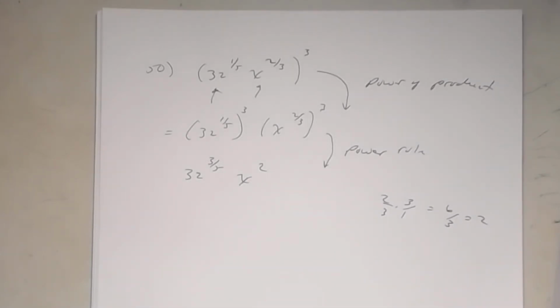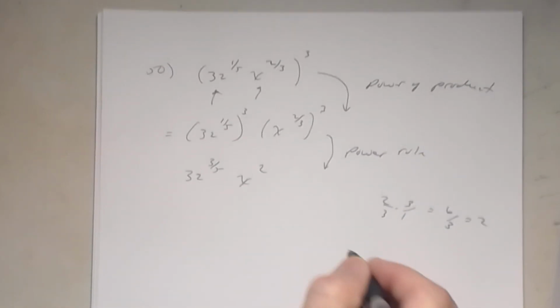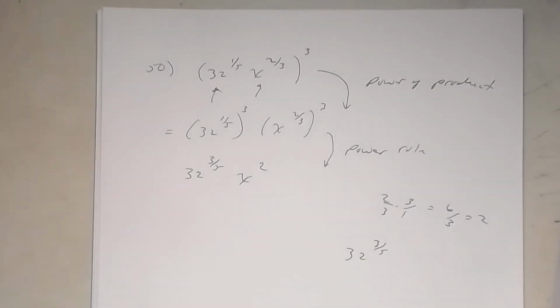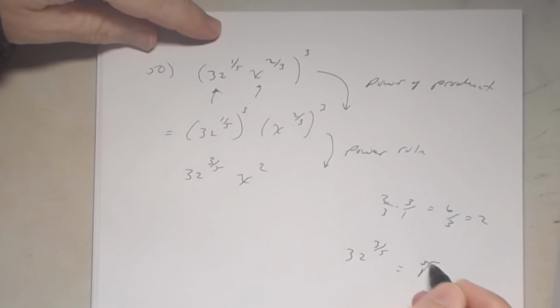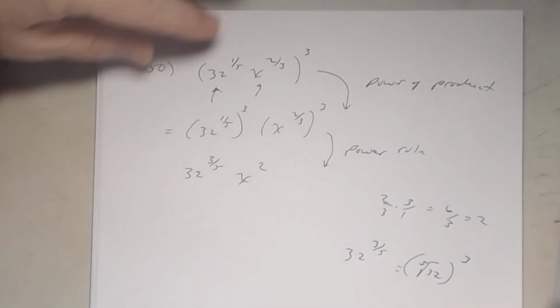Okay, now let's deal with 32 to the 3/5, because it does say simplify if possible. So let's think about 32 to the 3/5 power. Let's see if I can simplify this. The index is 5. So you're kind of saying the fifth root of 32 raised to the third power, right?